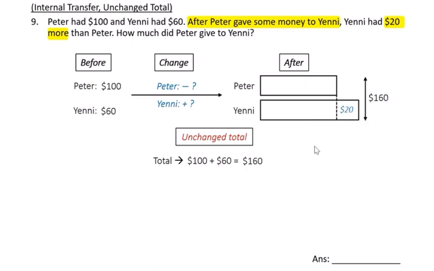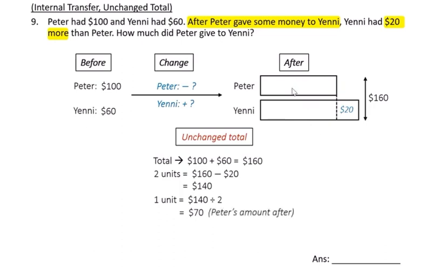So after this, when you look at this comparison, you need to do the comparison model. You need to make it 2 units first because you need to take away the $20 difference. So 2 units will be 160 minus 20, which is 140. Look for 1 unit. 140 divided by 2, $70. So if you look at your model, who is 1 unit and who is $70? It is actually Peter. So you write $70 down here.